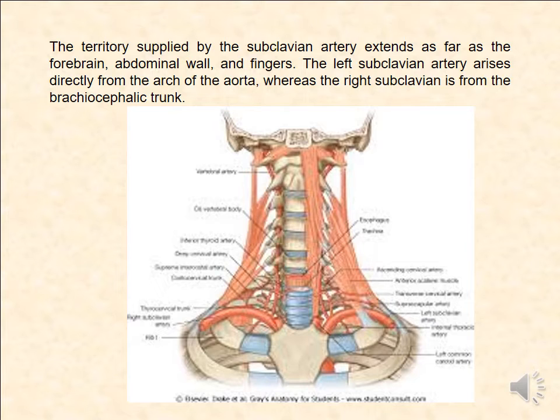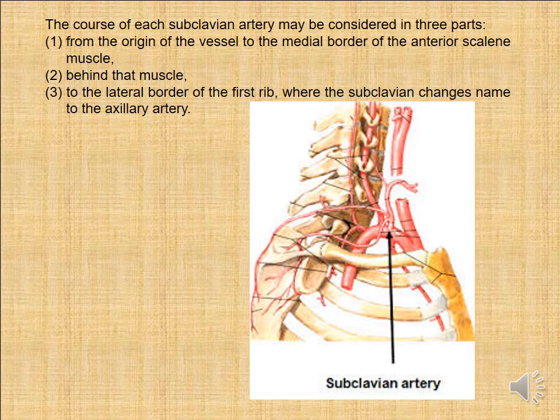The left subclavian artery arises directly from the arch of aorta, where the right subclavian artery is from the brachiocephalic trunk. The course of each subclavian artery may be considered in three parts: from the origin of the vessel to the medial border of anterior scalenus muscle, behind the anterior scalenus muscle to the lateral border of the first rib, from the lateral border of the first rib where the subclavian changed name to axillary artery. Then three branch division of the subclavian artery.